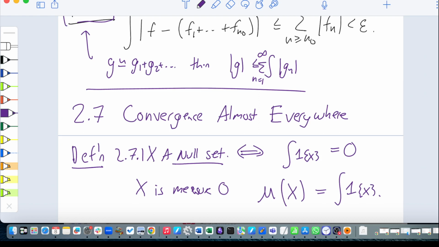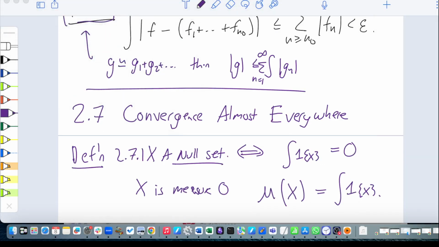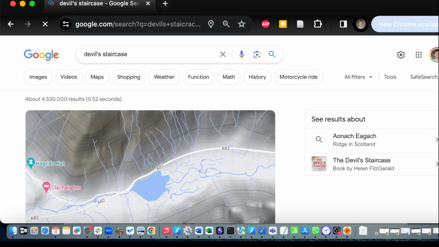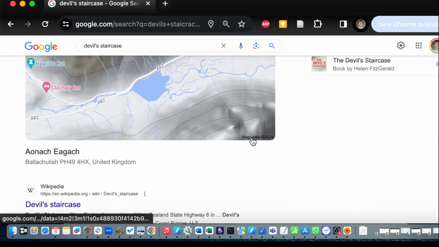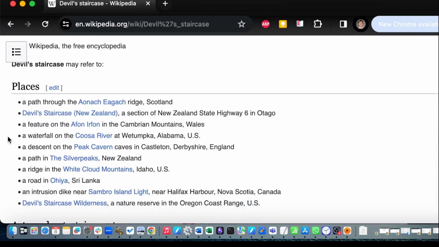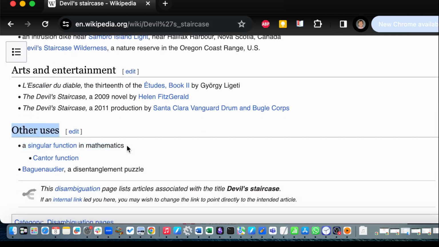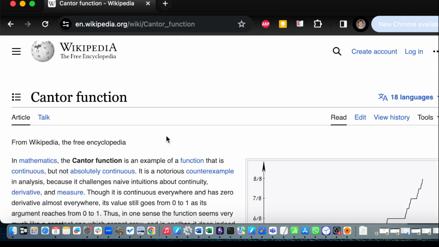Okay, wait, I can't resist. We have to take a second. Where's my mouse? Okay, I'm going to search for the right thing. Devil's staircase. What is the devil's staircase? If you search on Google for the devil's staircase, it shows you some stupid thing in Arizona. That's not what you want. You want to click on Wikipedia, and find the math one. The Cantor function. Look, other uses, a singular function in mathematics, the Cantor function. This is the coolest one, okay? You click on this one.